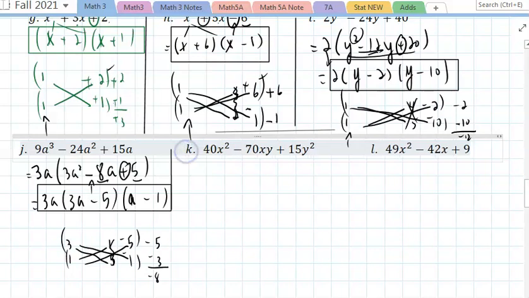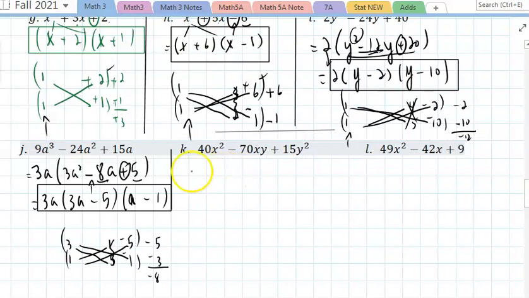Next problem up. Greatest common factor. Well, I know 5 goes in all of those, and nope, x, I was going to say x, this doesn't have an x, that's it. This is 40 divided by 5 is 8x squared minus 5 divides 70, what is that, 14 times? Yeah, correct.